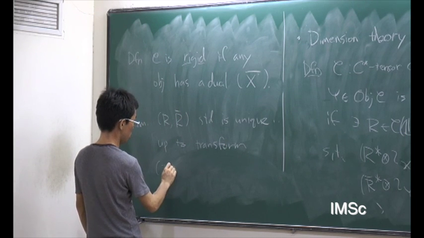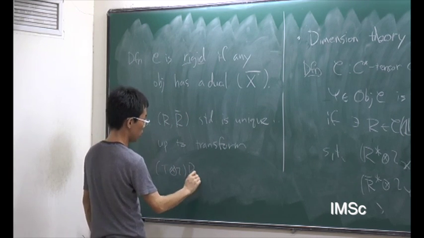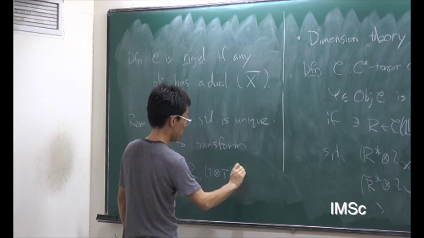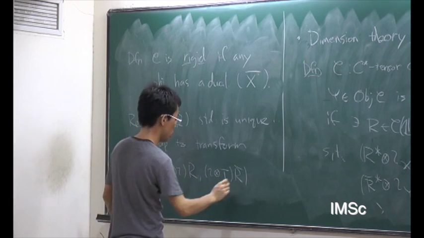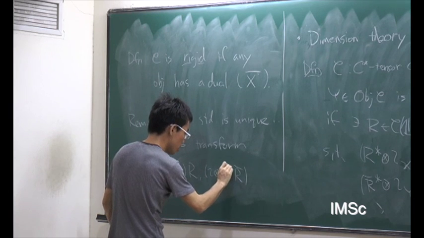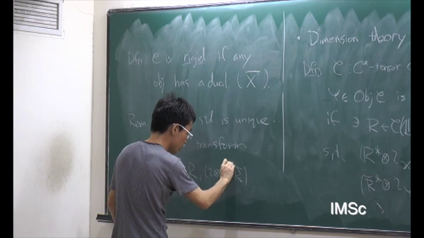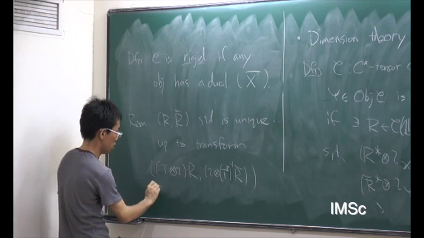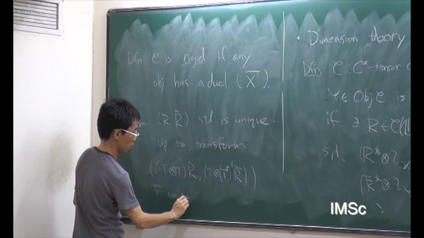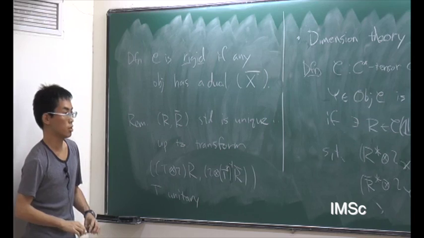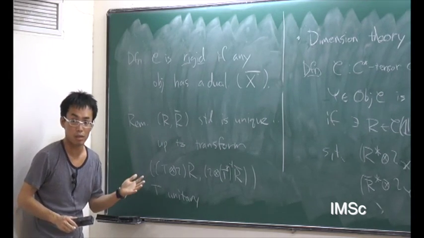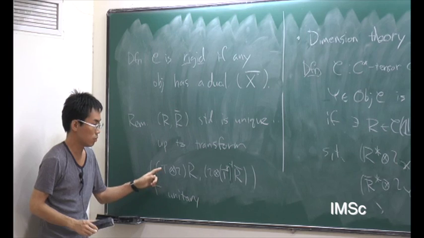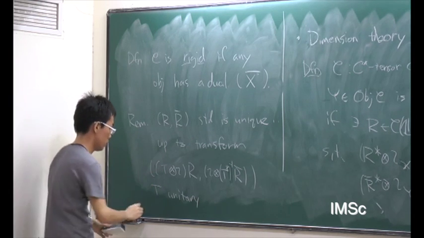Say T iota times R and iota T times R bar. For T unitary, this is just T. But another important thing is that any other solution, which does not need to be standard, is also like this, but with T just invertible.